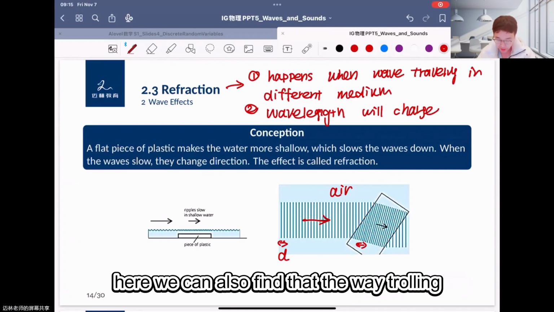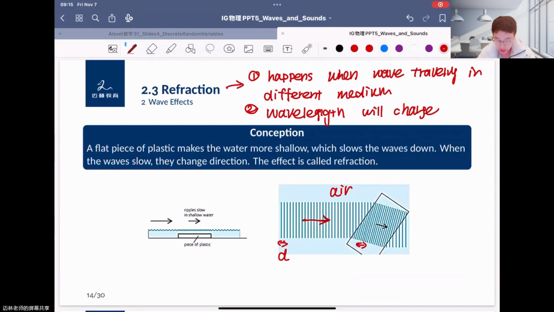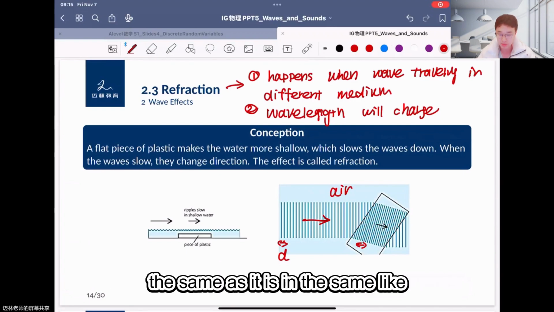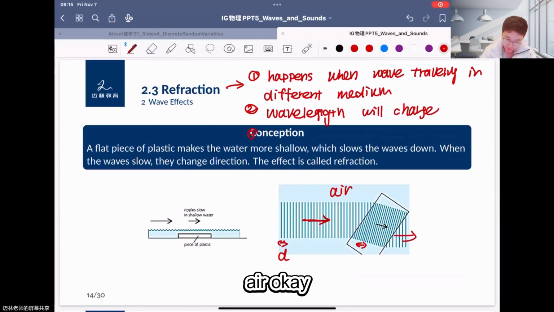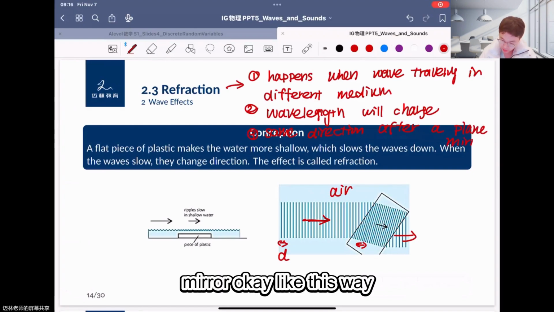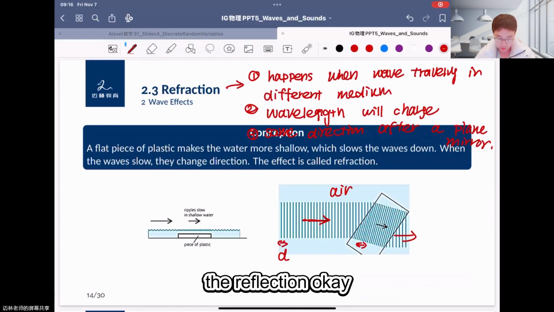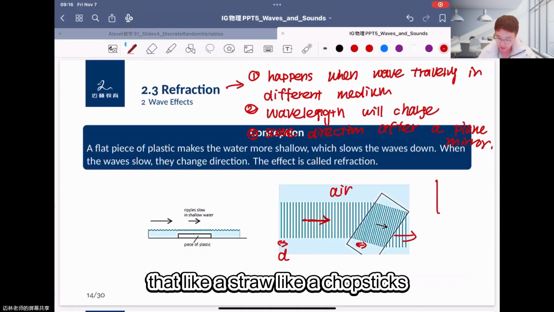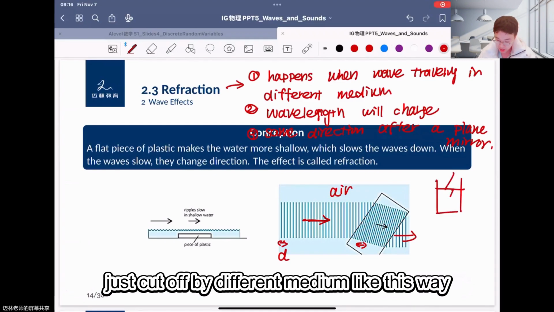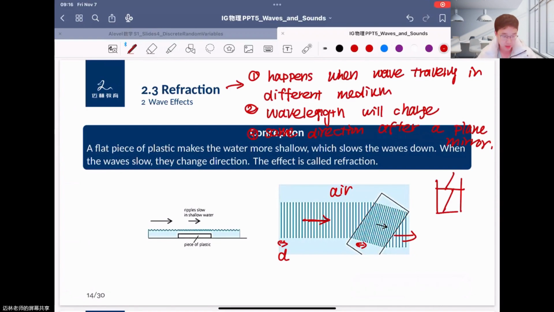Maybe here we can also find that the wave's traveling direction is the same when it is in the air again, the same direction after passing through. So that is refraction. And we have phenomena in our daily life, like a straw or chopsticks that look cut off by different media, this way.